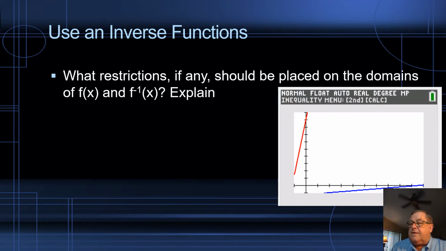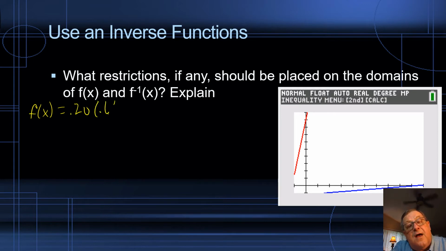So I think if we can find the x-intercept of the function and the y-intercept of the inverse, they should be the same, and that will help us understand what kind of restriction to the domain we've got. So let's start here with the function itself. So we got f of x equals 0.20 times 0.65x minus 600.